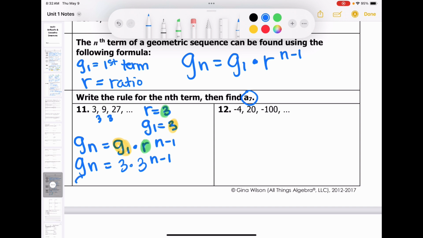And now I want to find G7. So 3 times 3 to the 7 minus 1 power. And when you type that in your calculator, you should get 2,187.